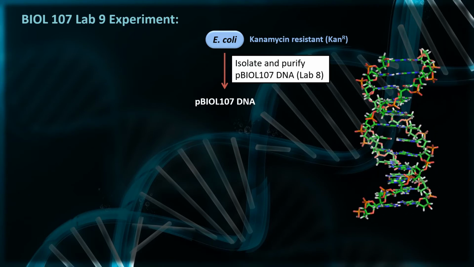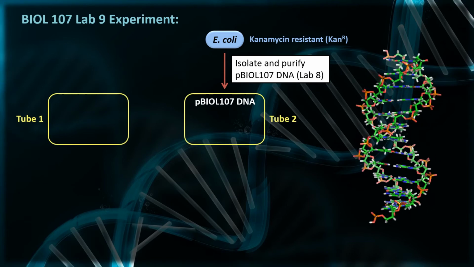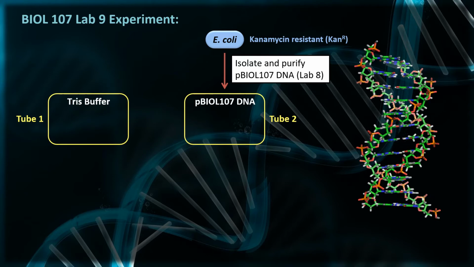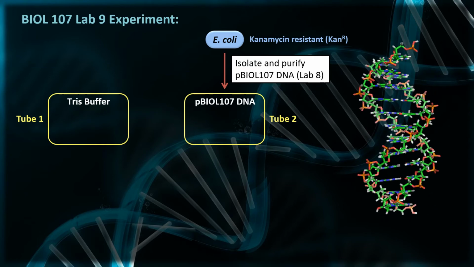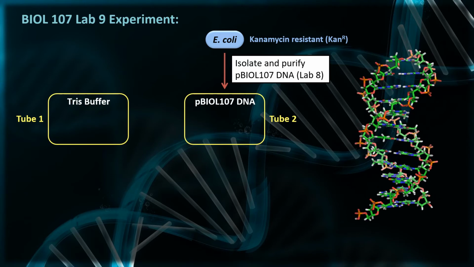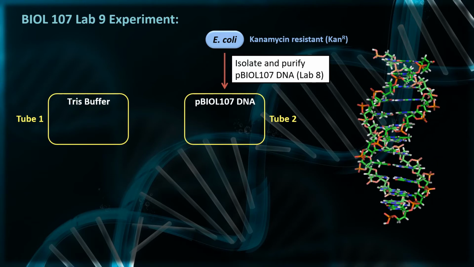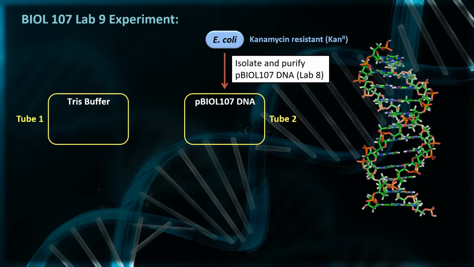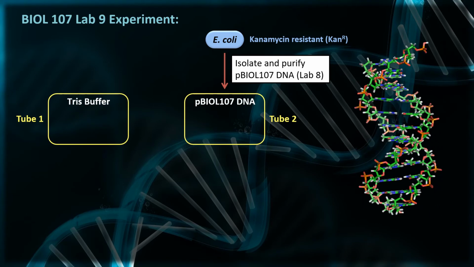The way the experiment works is we're going to get two test tubes. There they are, 1 and 2. Test tube 1 is going to be a control, no DNA. It's going to have something called Tris buffer. The plasmid DNA is in the Tris buffer, so test tube 1 has everything exactly the same, the Tris buffer and everything, just not the plasmid DNA. So it's a control. Test tube 2 is going to have the plasmid DNA in it.